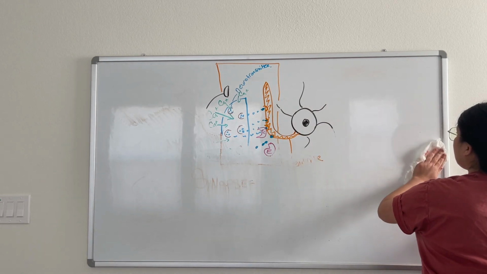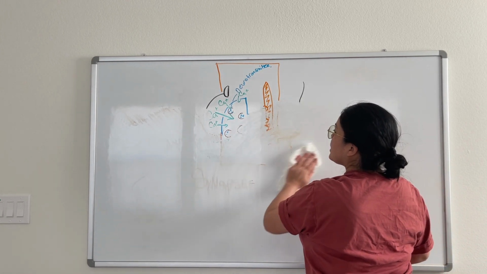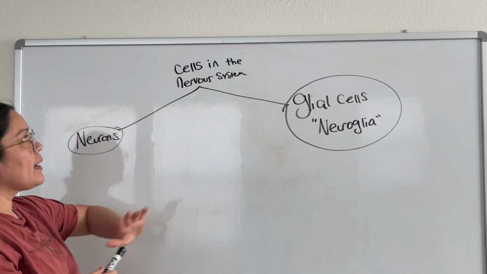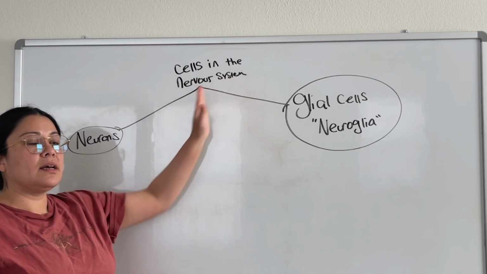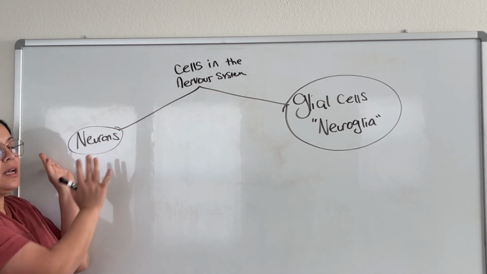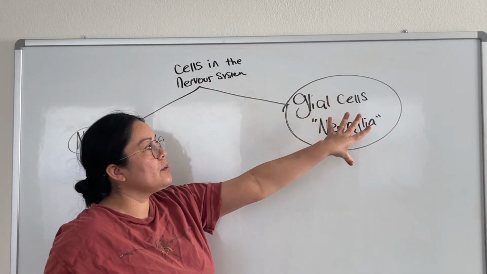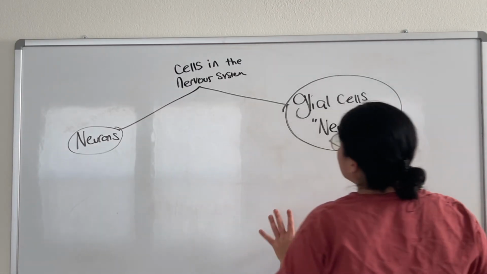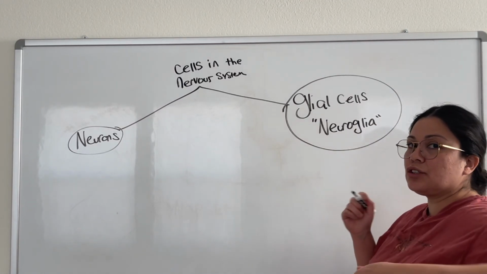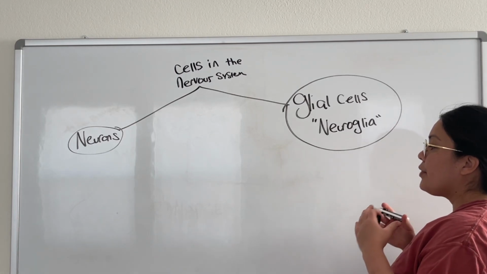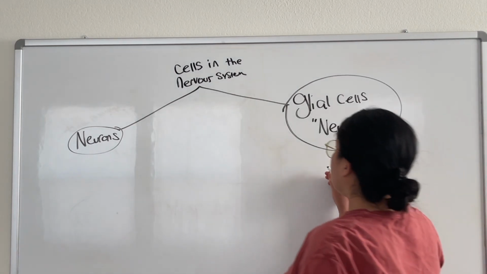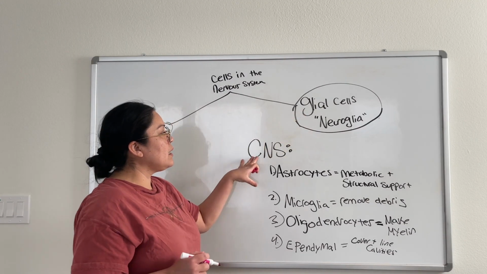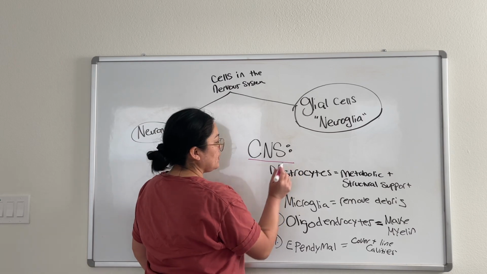We're going to go ahead and move on to glial cells. Glial cells are another type of cell found in the nervous system. Like I said, cells in the nervous system include our neurons, but they also include glial cells. We also call them neuroglia. Now, the CNS and the PNS, central nervous system and peripheral nervous system, have different glial cells. So let's take a look at the glial cells in the central nervous system.